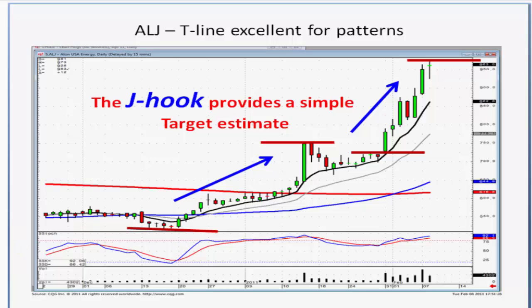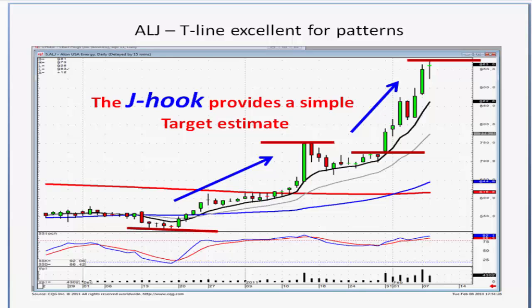So it just gives me a roadmap of high probability trades. What's the difference between SMA and EMA? The simple moving average just uses the plain average. The exponential puts more weight on the most recent trades, so it's a little bit faster.